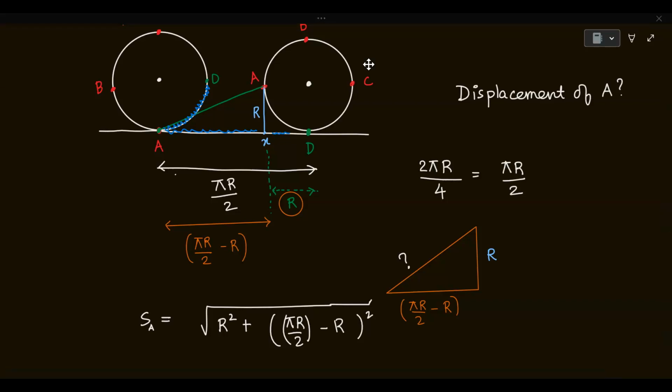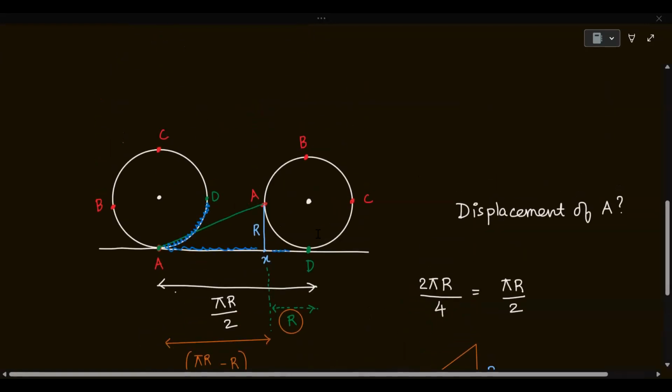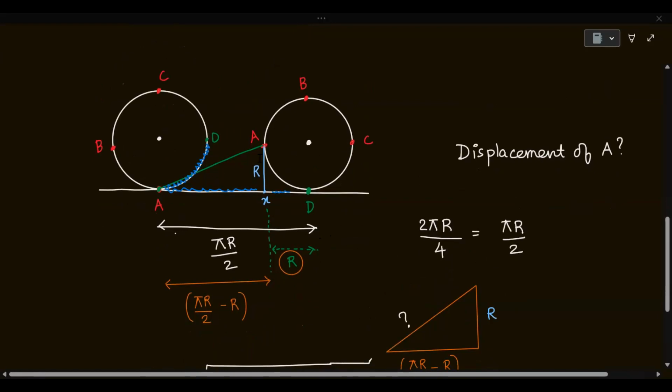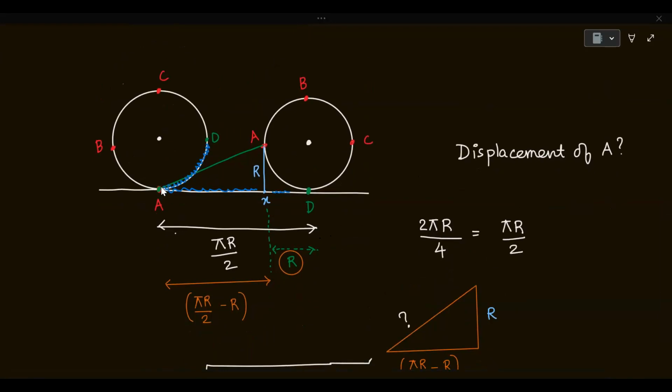Sir, can you explain it once again? Yes, I'm going to explain one more time. See, the question was asking what was the displacement of A. That green line that joined A and A was the displacement of the point A. Now I need to find out the length of the green line, so I dropped a perpendicular. And I know the length of the perpendicular is r because A and center coincide. X and D are in the same horizontal line. So A to X distance will be same as O to D distance. Now O to D distance is r, so A to X distance is also r.